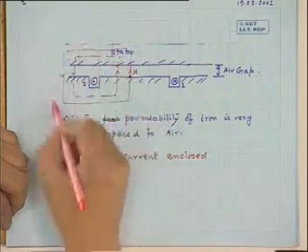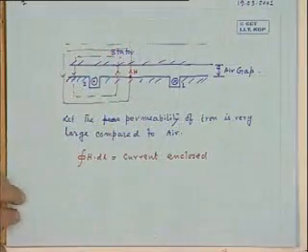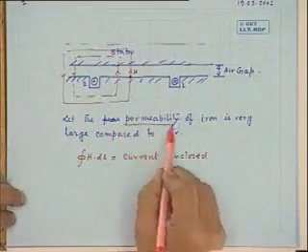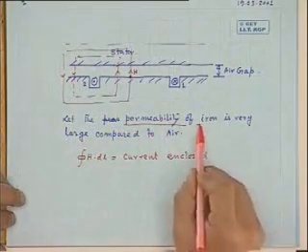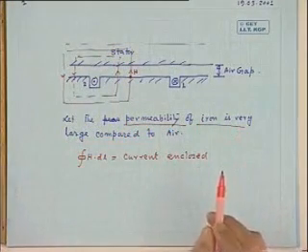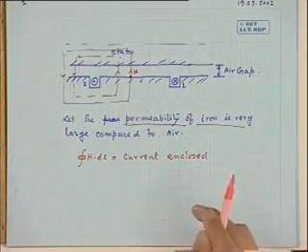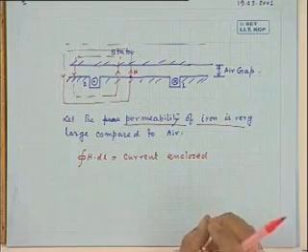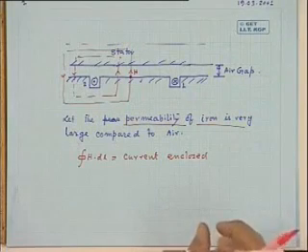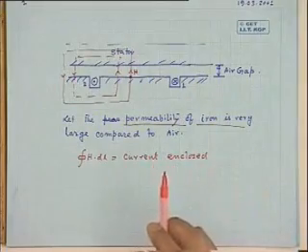And it is a closed path. Now under this assumption that the permeability of iron is very large compared to air, this MMF will be primarily dropped where? Only in the air. That is as if no MMF is required to drive flux through the iron of the machine.